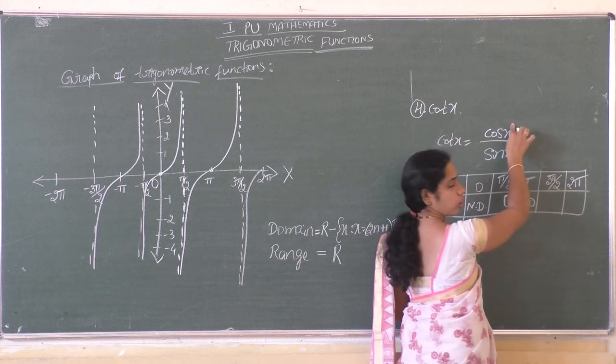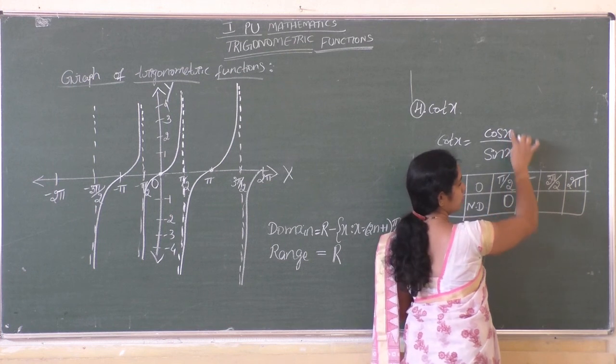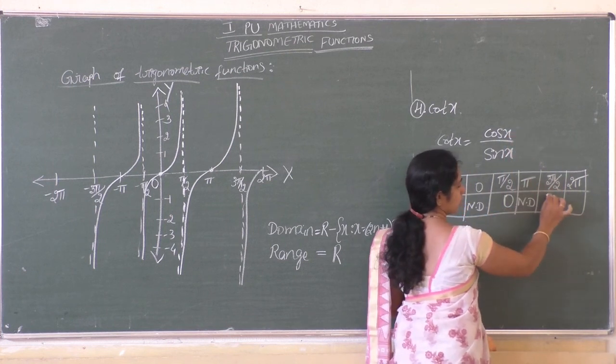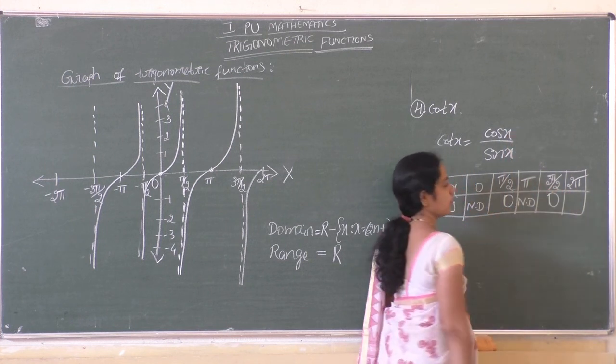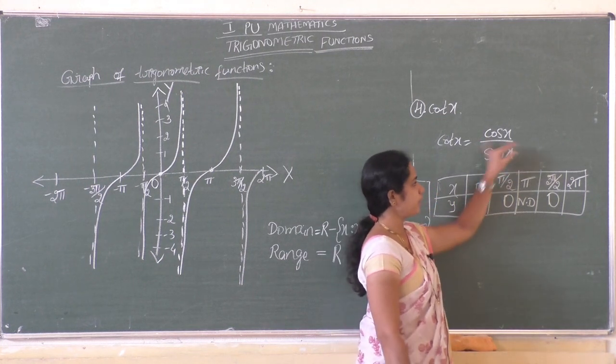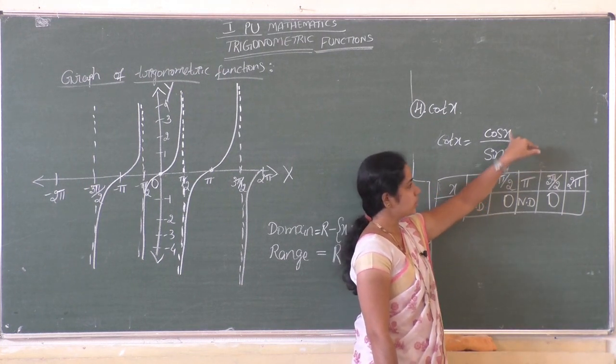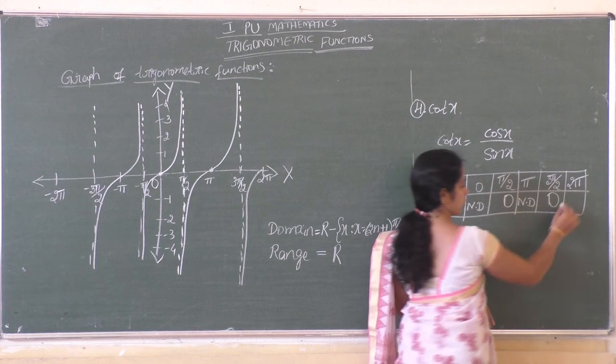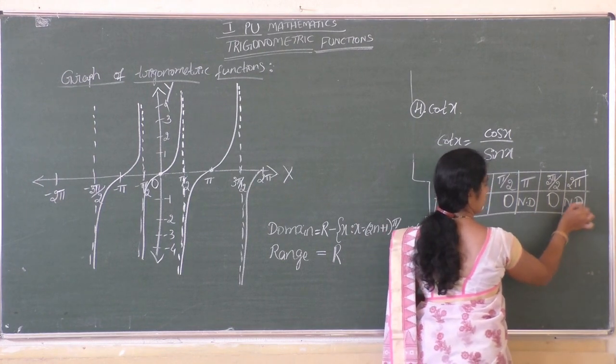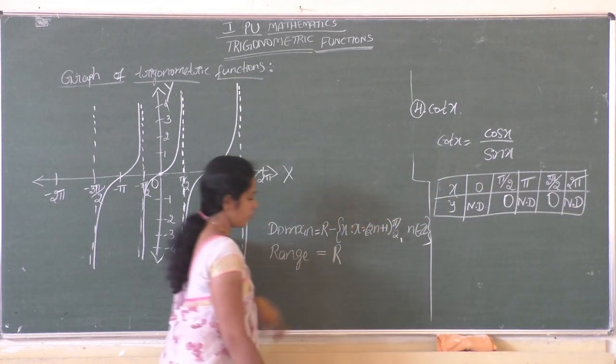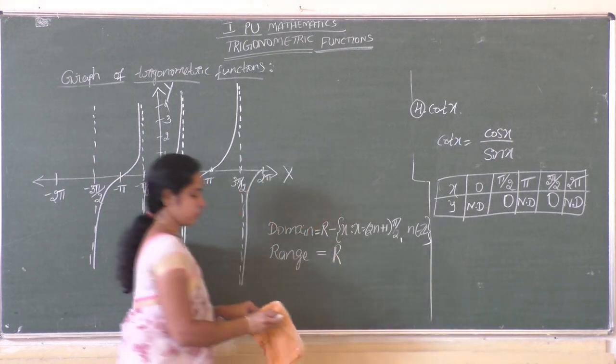Then 3 pi by 2, an odd multiple, cos is 0, so 0 by minus 1 is 0. Sin 2 pi is 0, so 1 by 0 is not defined. We'll draw that graph.